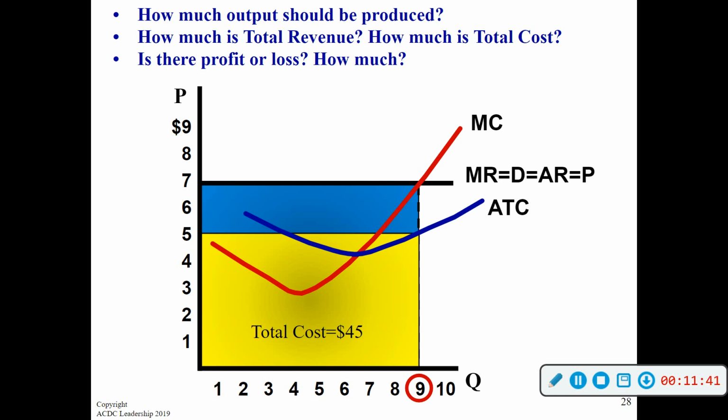9 times 5 gives you a total cost of $45. That gives you an average of $5 apiece. Because if you take 9 units and a total of 45, well, the average for each one of those 9 units is $5. That's what you're actually graphing here. And so that's why it's 5 here, because that's the average for each of these 9 units. You multiply it out, that's how you get a total of 45. Questions?